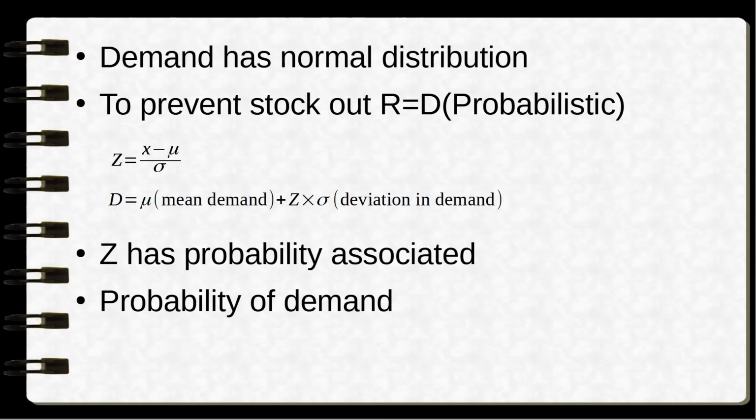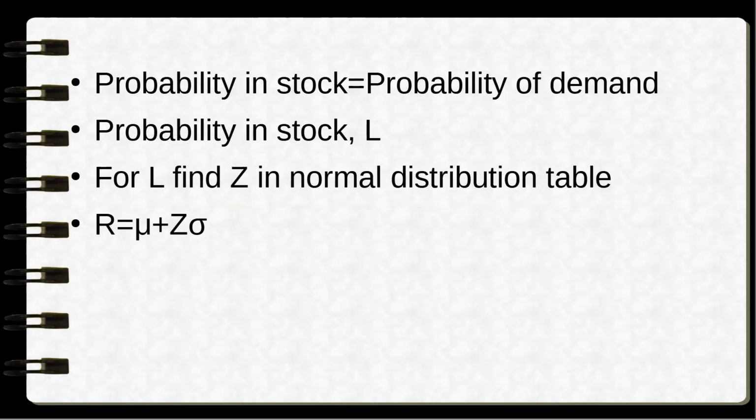The z-score in any normal distribution is given as (x minus mu) over sigma. So the demand is going to be mu, that is the mean demand, plus z-score multiplied by sigma, that is the deviation in the demand. Now, every z-score has a probability associated with it. This is the probability of demand. Now, the probability that the material is in stock should be equal to the probability of the demand in case we do not want a stock out.